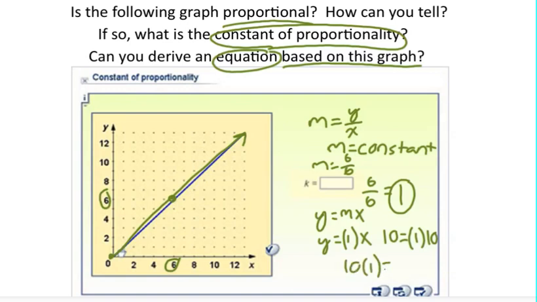And that is how you would solve a constant proportionality question involving graphs.